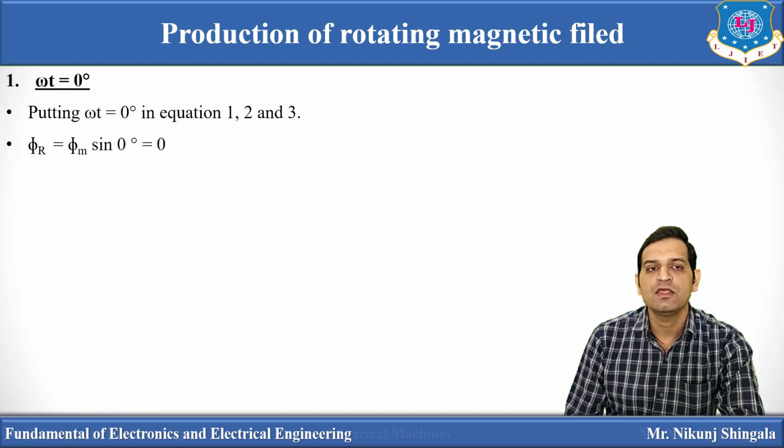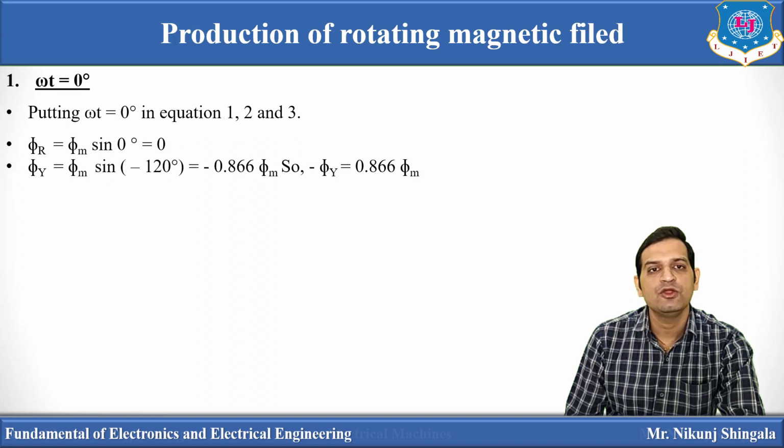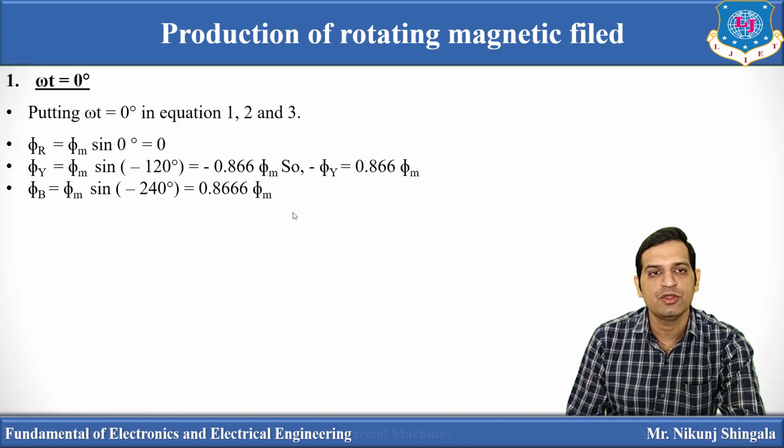So we get phi R equal to phi m sin 0, which is 0. Phi Y is equal to phi m sin (0 minus 120), that is minus 0.866 phi m. So we can write minus phi Y is equal to 0.866 phi m. Phi B is equal to phi m sin (0 minus 240-degree), that is 0.866 phi m. So these are the values of phi R, phi Y and phi B when we put omega t equal to 0.